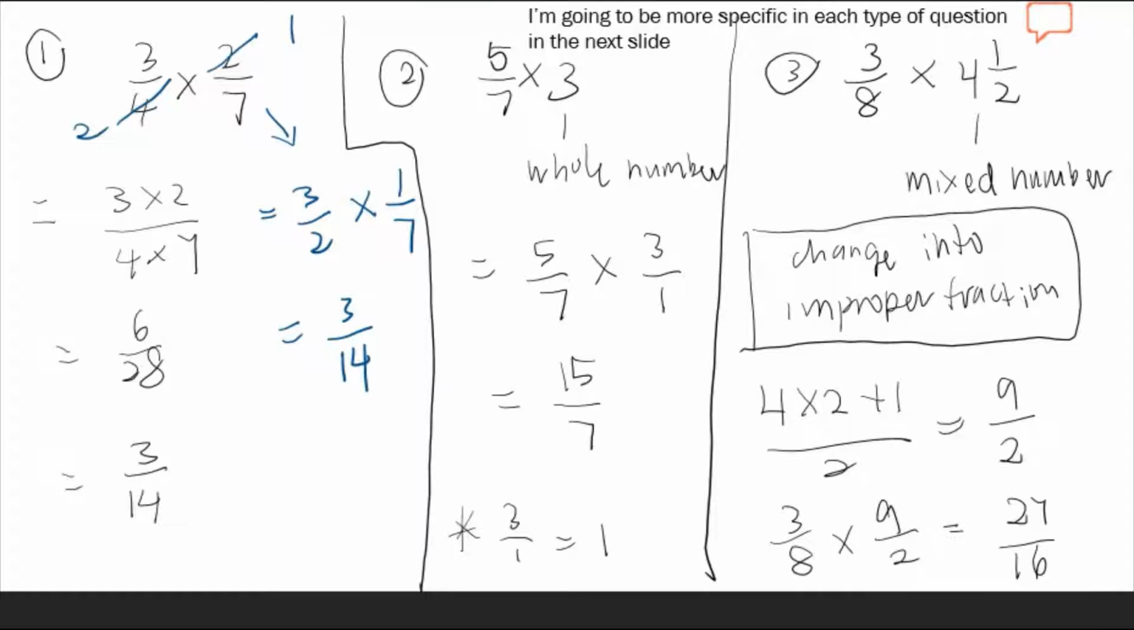Question 2, you make the whole number over 1. Then you create a fraction so they can multiply each other, then you solve it like what you did in question 1. Question 3, you turn the mixed number into an improper fraction.